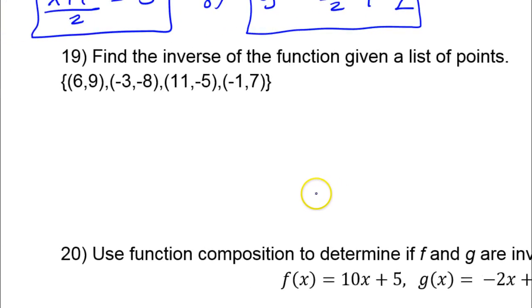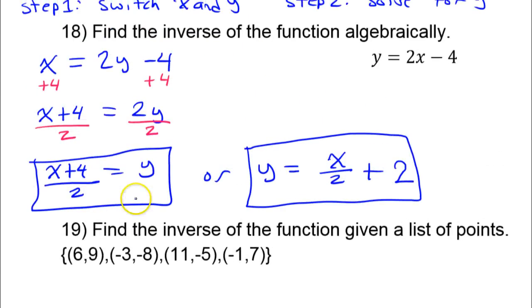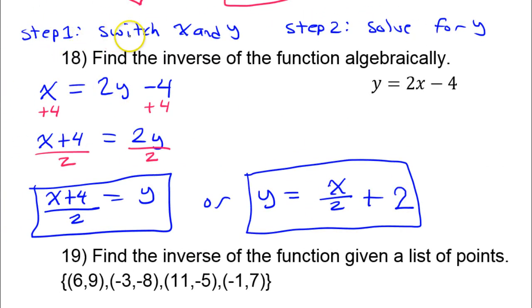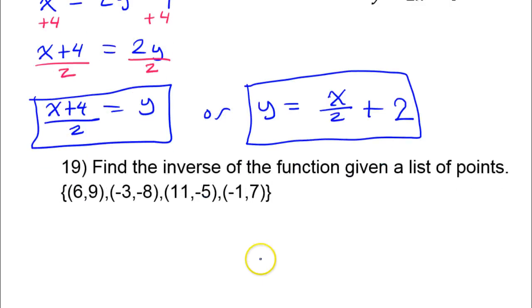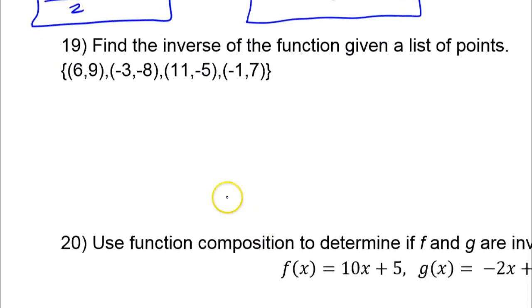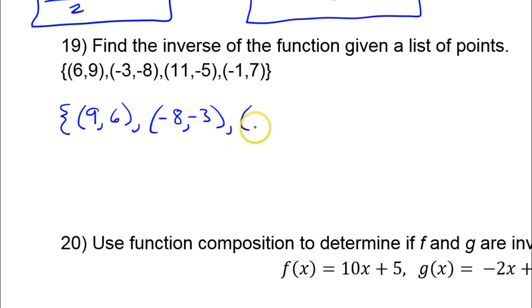Now, if you want to find the inverse of a function given a list of points, remember these two steps we did on the last problem? Step one was switch x and y. So for a problem like this, you only have the one step. You just switch x and y. So the inverse would be 9, 6, negative 8, negative 3, negative 5, 11, 7, negative 1. All right, that's all there is to that.